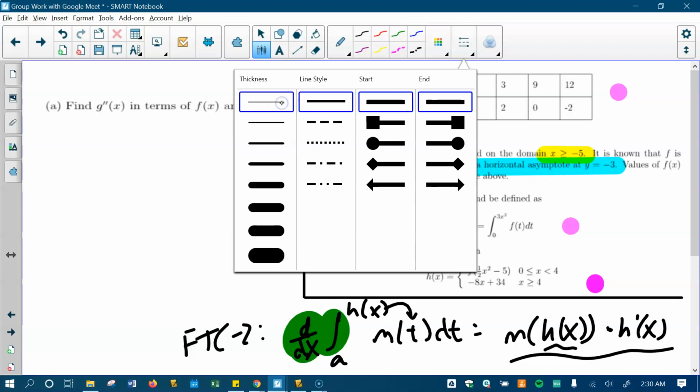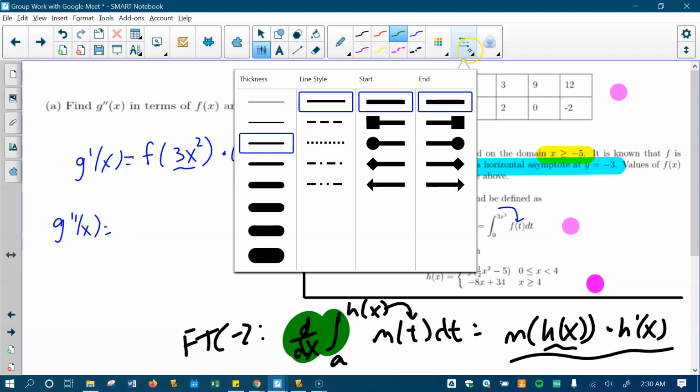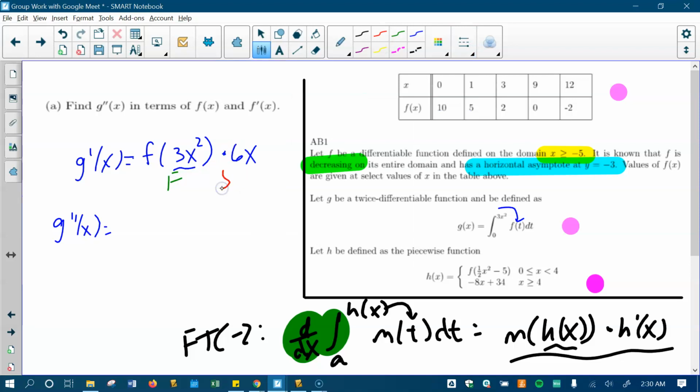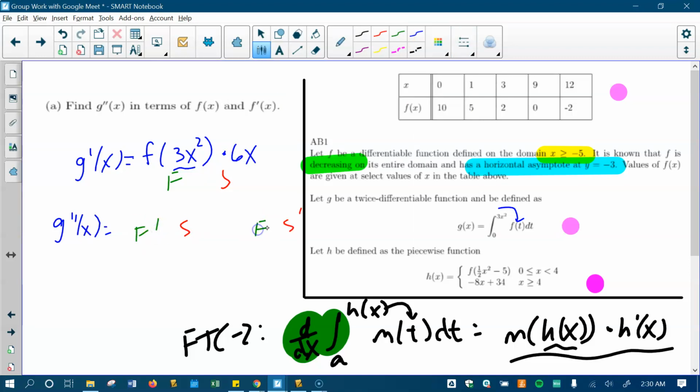Okay, so for this problem, g of x was equal to that, so g prime of x is going to be equal to, and it looks like I'm going to plug in 3x squared into the t, so it's going to be f of 3x squared times the derivative of 3x squared, which is 6x. So that's g prime. I need g double prime though, so g double prime of x is going to be equal to, and I need a product rule here. So I'll do a first and a second. We're going to get a second prime, then we'll do a first. I'm just setting myself up. A first prime and a first, and we'll add it.